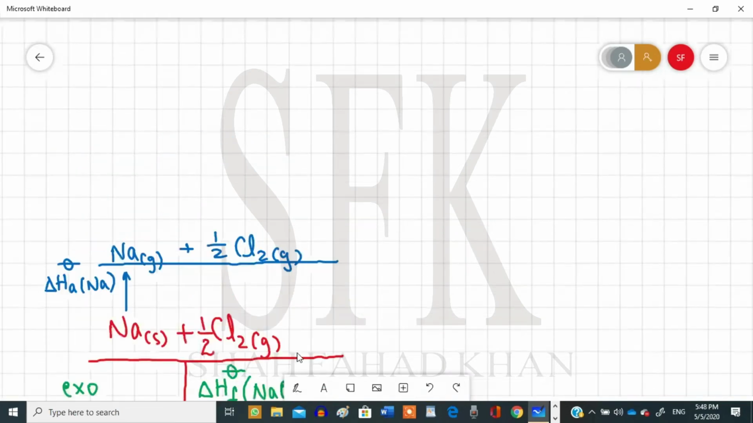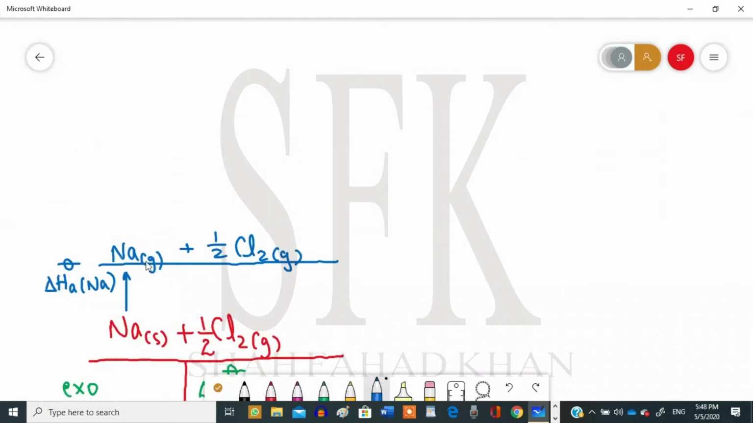Then once sodium has been atomized, we are going to provide more energy to sodium so that it can lose its valence electron and transfer its electron to chlorine. But before we do that, just 1 minute, guys.